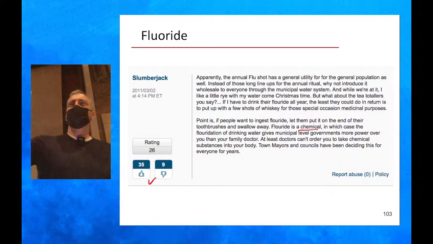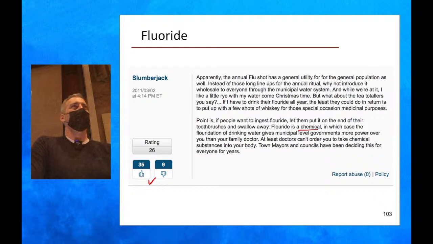So does people's right to determine what's in their water supersede the public benefit of providing protection for people against tooth decay? And that's an interesting question. I don't have a very great answer for that, where exactly that line is. We do it all the time, though.